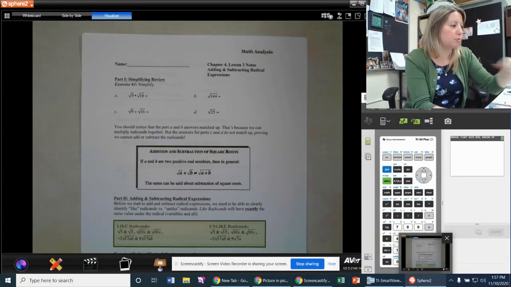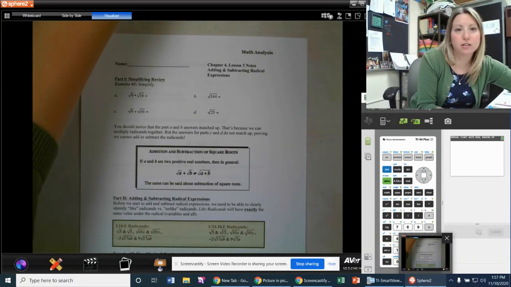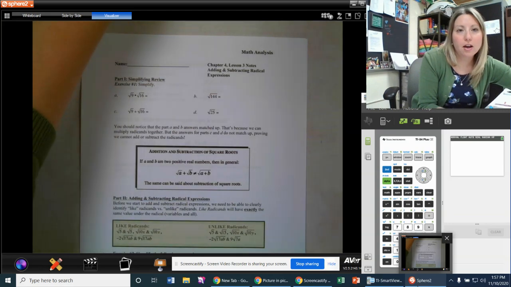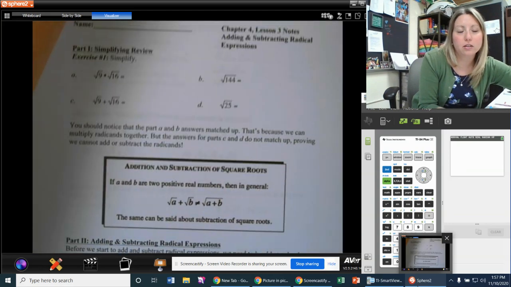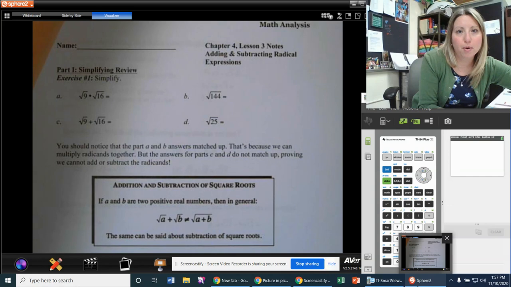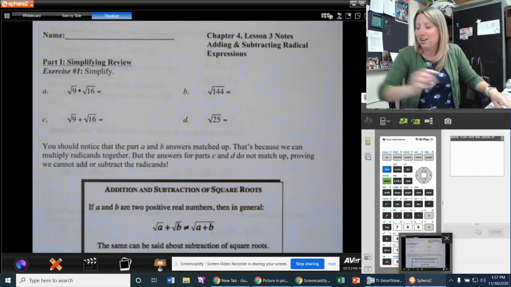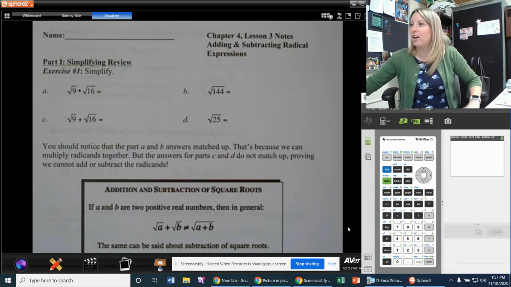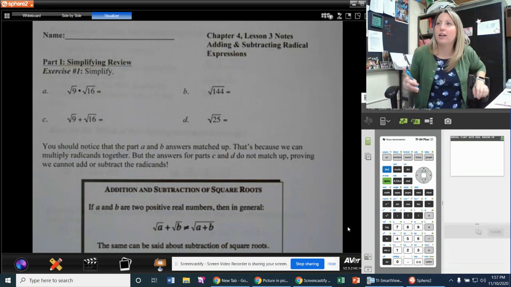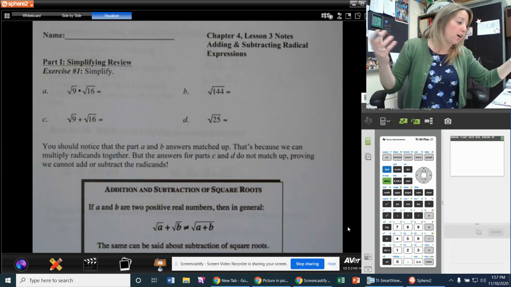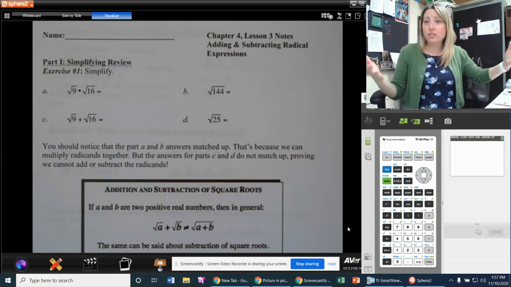Analyzers, and welcome to your Chapter 4, Lesson 3 notes video. And we are going to talk all about adding and subtracting radicals today. But of course, before we do, let's simplify yet again, because we've got to be able to simplify radicals before we can do anything else, right?